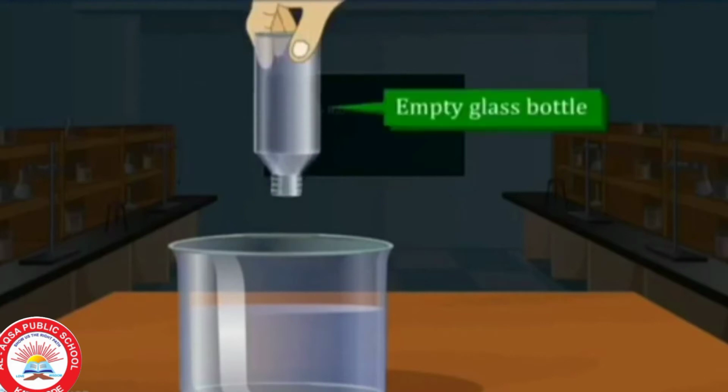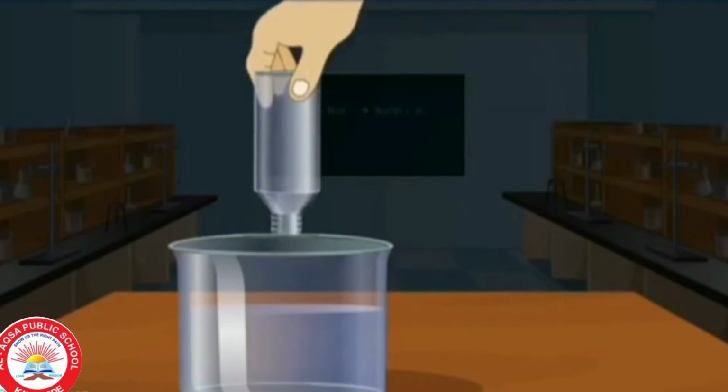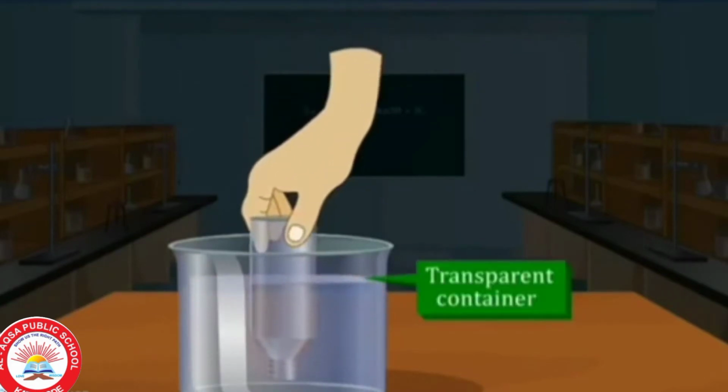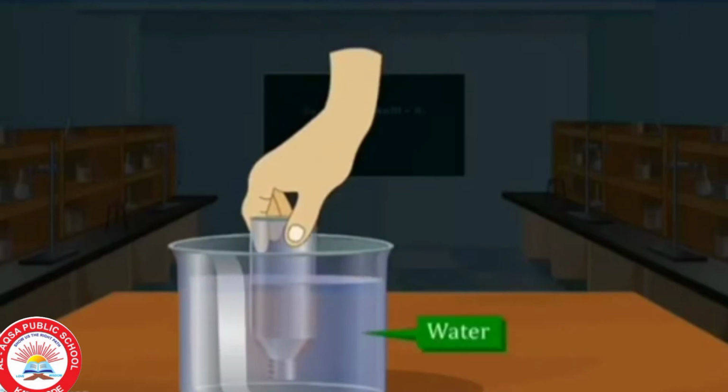To prove that air is present everywhere around us, let us perform a small activity. For this, we have to take an empty bottle and dip the open mouth of the bottle into a transparent container filled with water. Observe the bottle. See that water did not enter the bottle when it was in an inverted position.